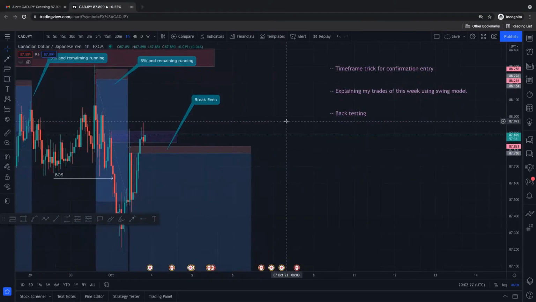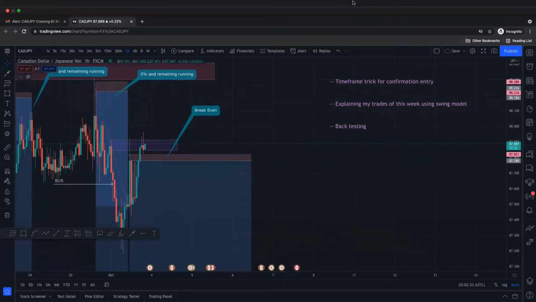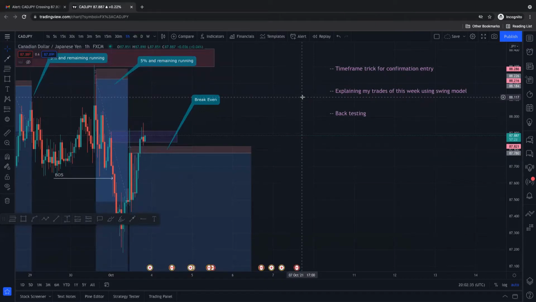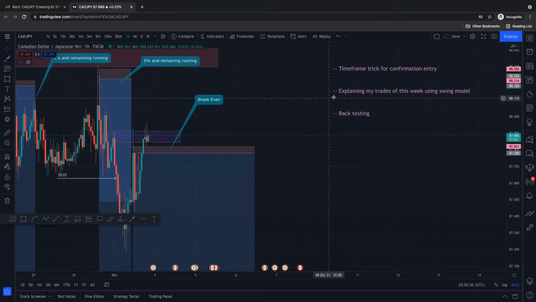It's all based on what I taught so far in the course, okay? If you don't know what an order block is and how to refine those things, you go back to my playlist, order block strategy, and then you come back here, okay? So it all makes sense when you start from the beginning. So without further ado, let's jump into this week's trades, okay?